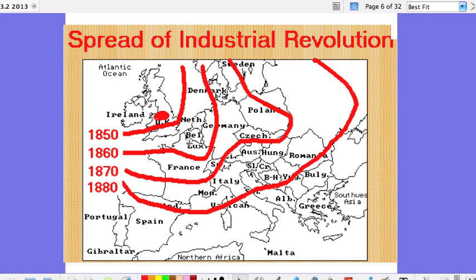It spread eastward and southward, so that these countries, as these waves from the UK, from the northwest to the south and to the east, they also experienced their Industrial Revolution. This will affect migration. If you think about how the Industrial Revolution affects the demographic transition stages that a country goes through in Europe, this will have a huge impact on migration.